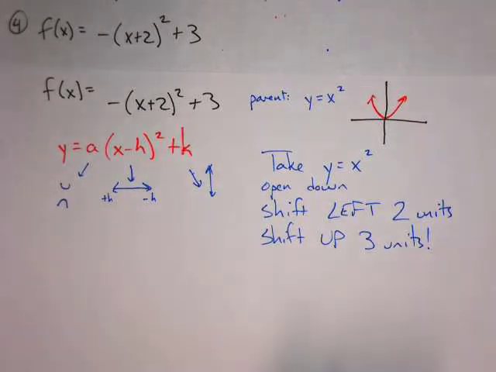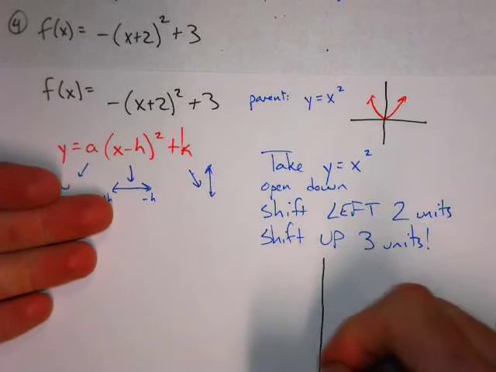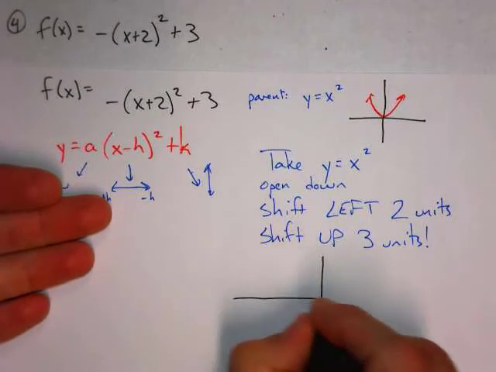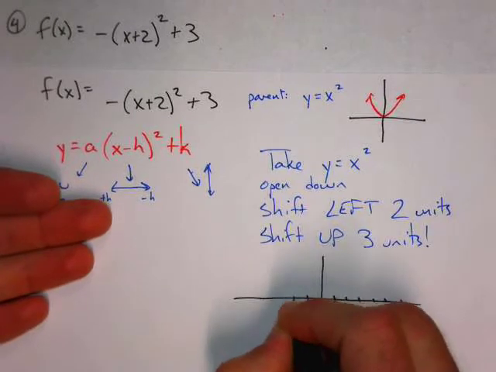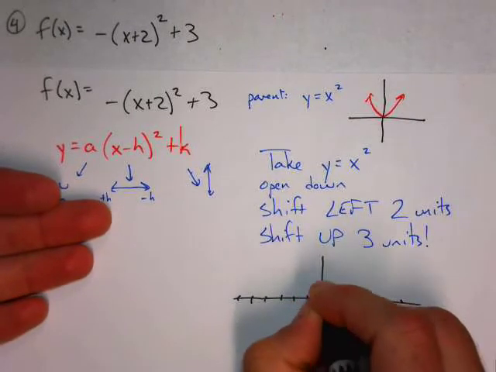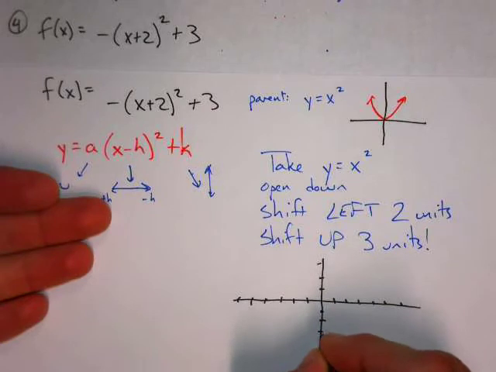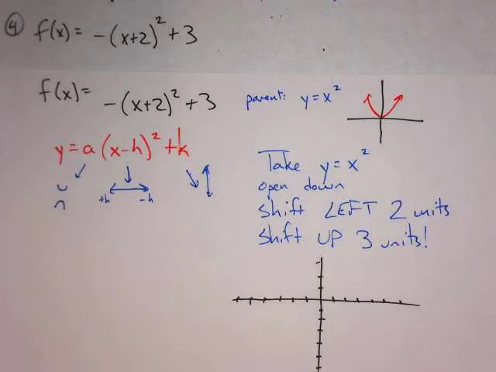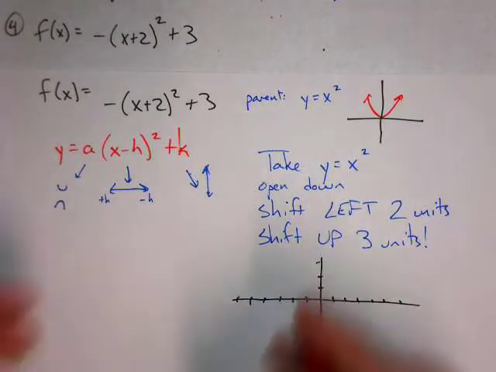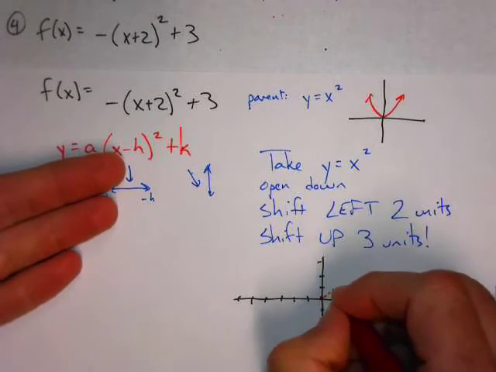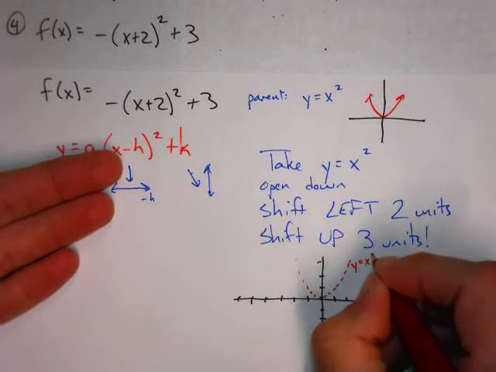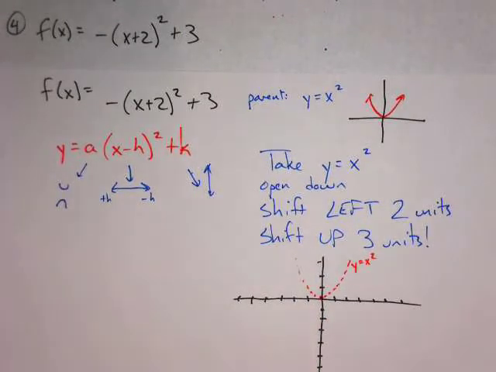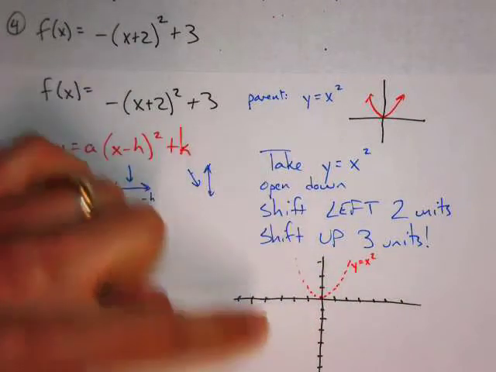Now we can easily graph this without any technology other than what is between our ears. Okay? Do you need a calculator? No, I don't think so. Just need a little bit of thinking, learning, and understanding. So remember, we have our original parent function, right? The parabola that looks like this. That's y equals x squared. But now what we're going to do is open it down, and we're going to shift it left 2 units and up 3 units.